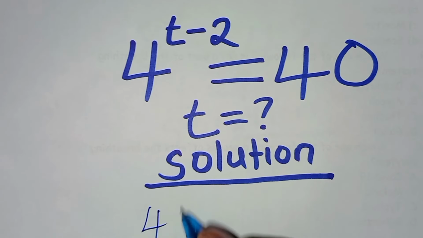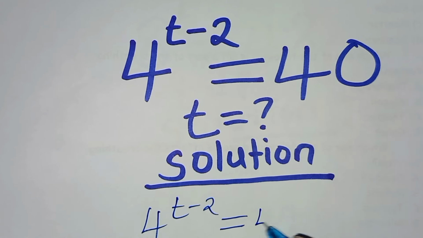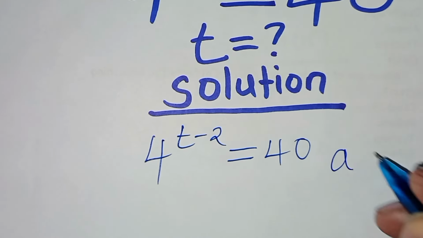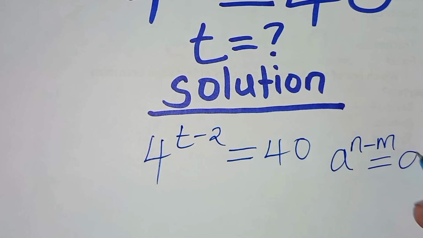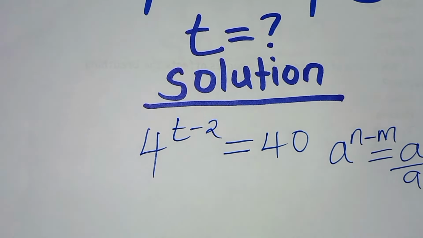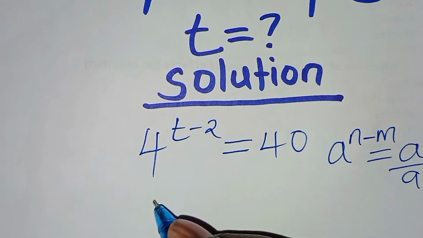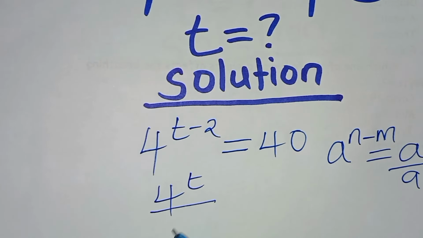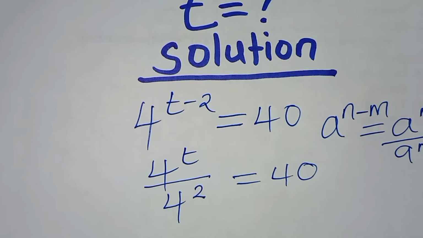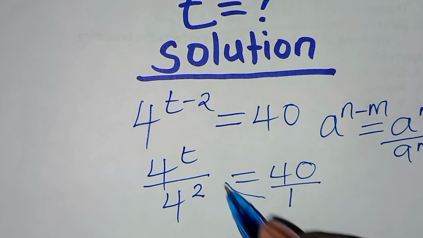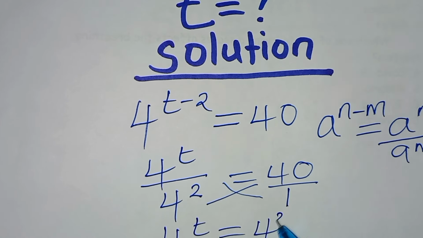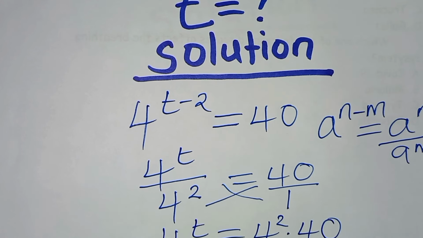So we have 4 to power t minus 2 equal to 40. Now 4 to power t minus 2 is in the form of a to power n minus m, which we can express as a to power n divided by a to power m. So applying this exponent property, we'll have 4 to power t divided by 4 to power 2 equal to 40. So 40 is a whole number, so this is over 1. If you cross multiply here, we'll have 4 raised to power t equal to 4 to power 2 multiplying by 40.